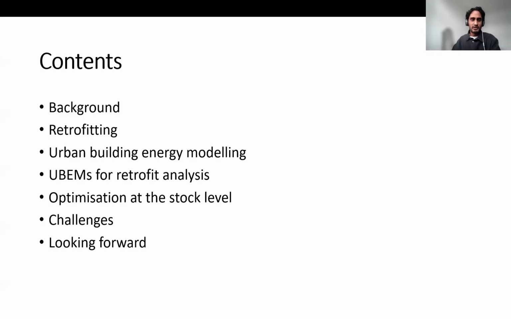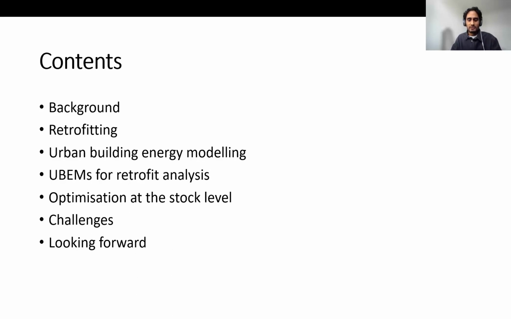So I'll be talking a bit of background about the state of the stock and why we need retrofitting. Then talk a bit about what retrofitting actually is and how it can be done. I'll move on to urban building energy modeling, which is the topic of this webinar series, but specifically how these can be applied for retrofit analysis and some examples of how this has been done.